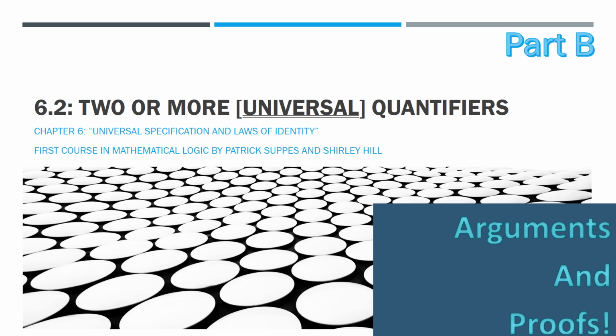Howdy, I'm the amateur logician. We're going to complete section 6.2 based on the Suppes and Hill textbook. We'll be covering several arguments and proofs with 2 or more universal quantifiers.